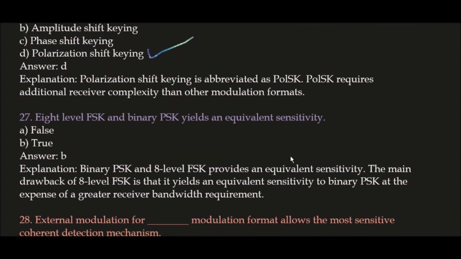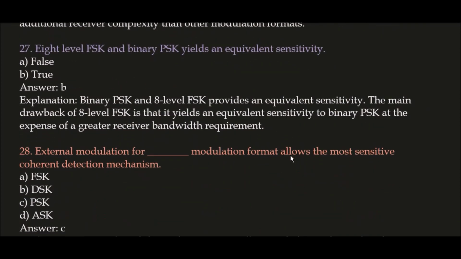Okay. Next question. 8-level FSK and binary PSK yield an equivalent sensitivity. This statement is true or false? This statement is true. Option B is correct. Binary PSK and 8-level FSK provide an equivalent sensitivity. The main drawback of 8-level FSK is that it yields an equivalent sensitivity to binary PSK at the expense of a greater receiver bandwidth requirement.